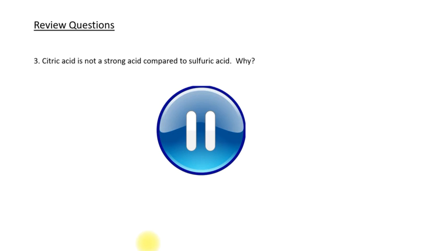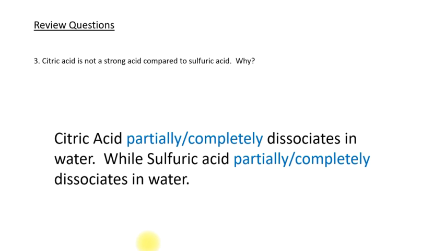Okay, what did you come up with? I'll take it a little step further. Let's see if you can complete this sentence for me. So citric acid is weak. Citric acid, does it partially or completely dissociate in water? While sulfuric acid, does it partially or completely dissociate? So we've said citric acid is weak and sulfuric acid is strong. So you choose which one of these. For a weak acid, citric acid, does it partially or completely dissociate? What do you think?